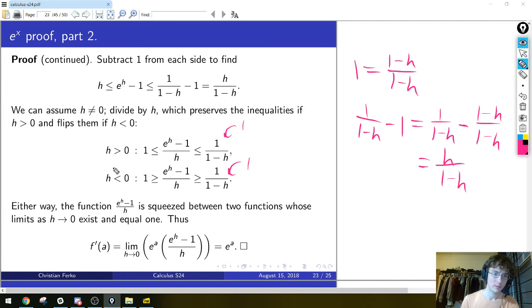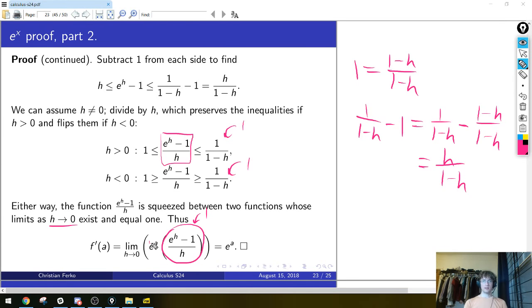So regardless of sign, the function in between, which is e to the h minus 1 over h, is squeezed between two functions whose limits exist, right? We prove this limit exists because it's a quotient. We prove that the quotient of continuous functions is continuous if the denominator is non-zero. Constant's obviously continuous. Limit exists, that's fine. So by the squeeze theorem, this limit exists and equals 1. So this thing goes to 1.